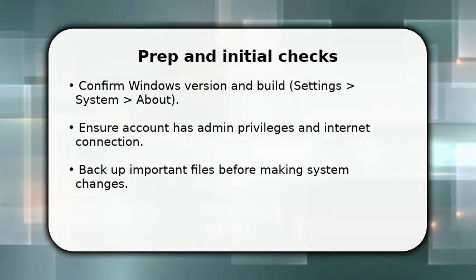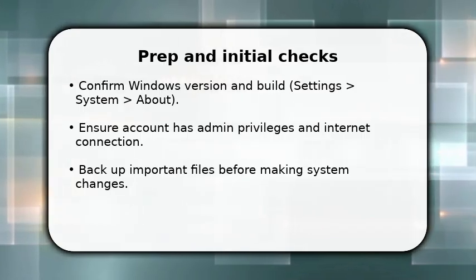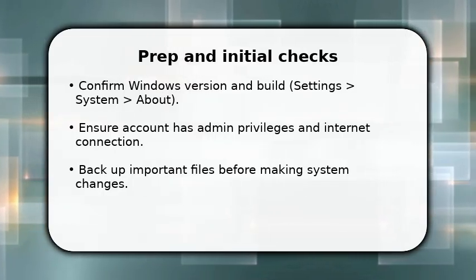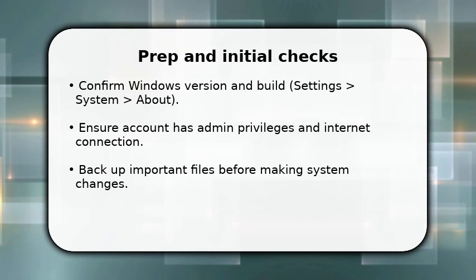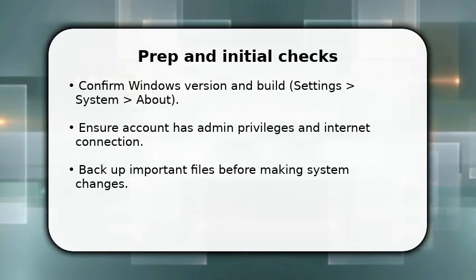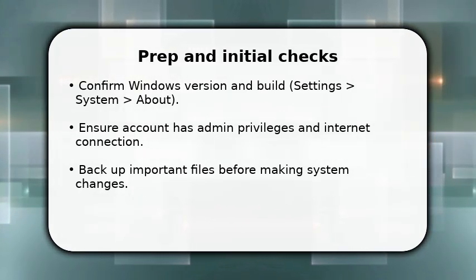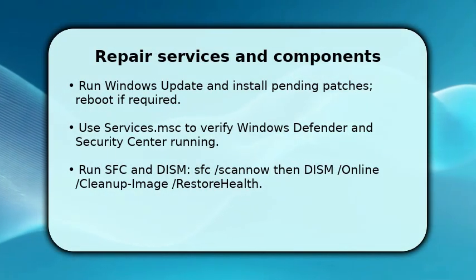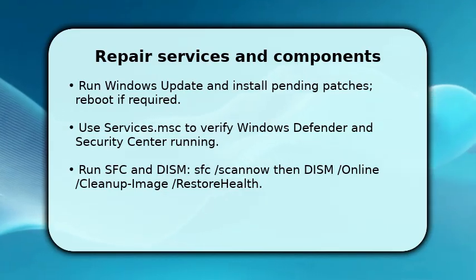This sets the stage for targeted fixes rather than random changes, and it avoids losing data while you repair security features. You now repair the core components. First, run Windows Update and install all pending patches, then reboot. Next, open services.msc and confirm Windows Defender Antivirus Service and Security Center are running. If stopped, start them and set to automatic.